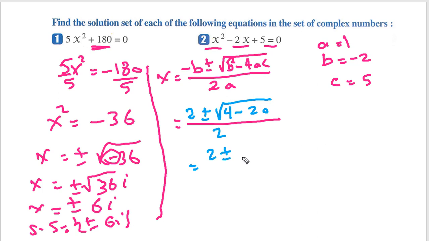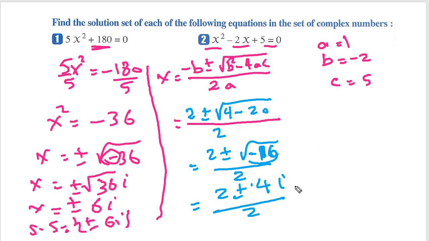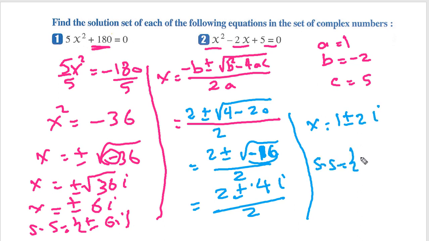Then it will be 2 plus or minus the square root of 4 minus 20, which is minus 16. So guys, here minus 16. This is negative, so imaginary. Then 2 plus or minus root 16, which is 4i. Why i? Because we have a negative here. Divided by 2. I think you can simplify this one. Then 2 divided by 2 will be 1, plus or minus 4 divided by 2, which is 2i. Then the solution set will be 1 plus or minus 2i.